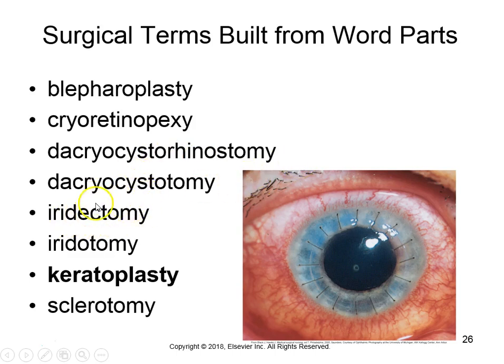Ectomy, again, means removal. So in this case, an iridectomy would be removal or excision of part of the iris. Or if you're just cutting into it, you'd have otomy. So take some time. There is an exercise 17 on page 483 that covers that.